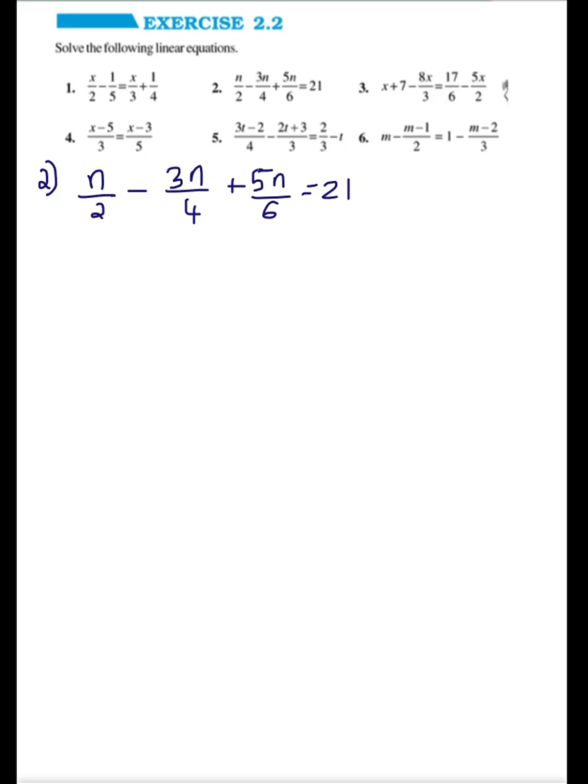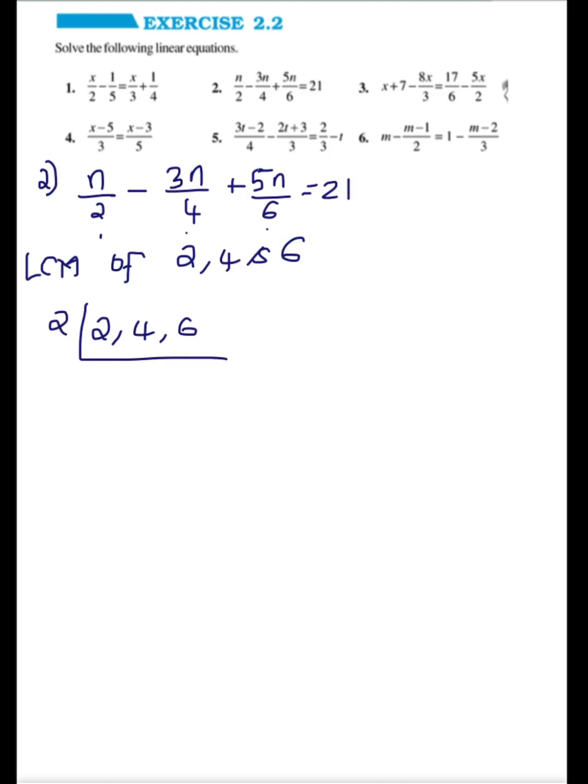Now you can see that here you have got more denominators, that is 2, 4, 6. Three different types of denominators are here, so you need to take the LCM of 2, 4 and 6. You can do it in this way. First let's divide by 2. When you divide 2 by 2, you will get 1. 4 by 2 you will get 2. 6 by 2 you will get 3.